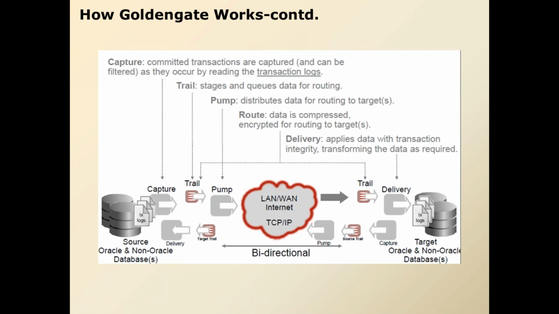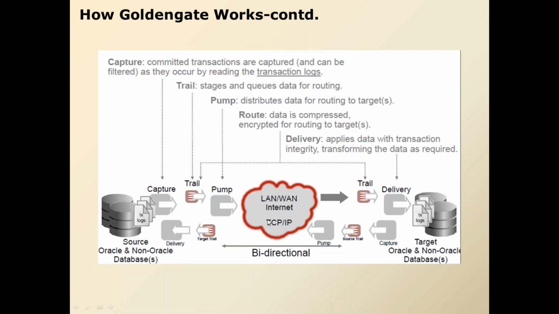Once the data is available in the remote trail, the GoldenGate delivery process reads the data out of the remote trail and applies it to the target database. So there are three processes involved in the Oracle GoldenGate architecture. First is the capture process, second is the pump process, third is the delivery process. The capture process captures the changes happening in the source database. The pump process sends that data over the TCP/IP network and writes it to the remote trail, and the delivery process applies it to the target database.